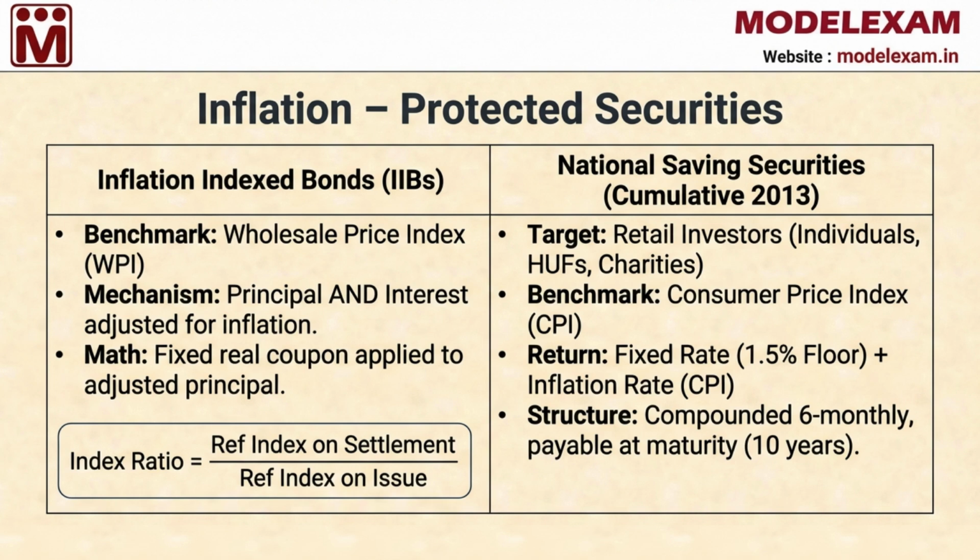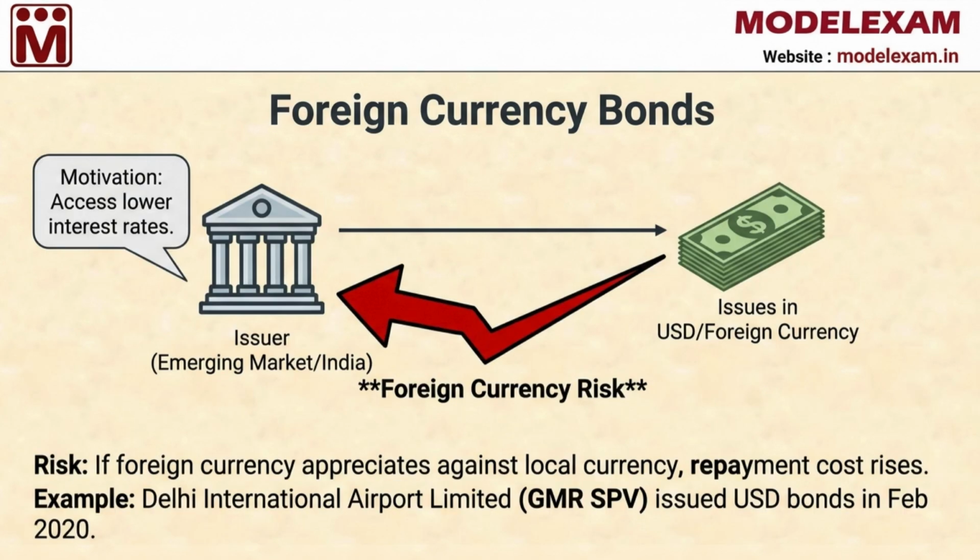There are also national saving securities for retail investors like the ones launched in 2013. These were linked to the consumer price index. They offered a fixed rate of 1.5% plus the inflation rate, ensuring that your savings grew faster than the rising cost of living. Companies also look outside their home country to raise money.